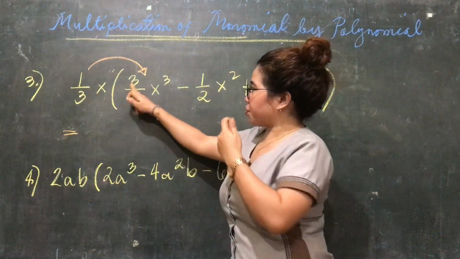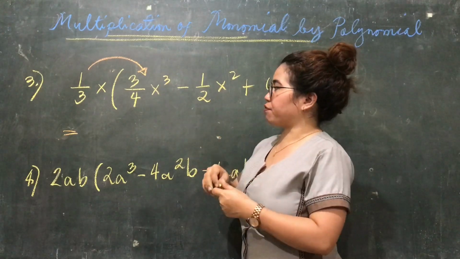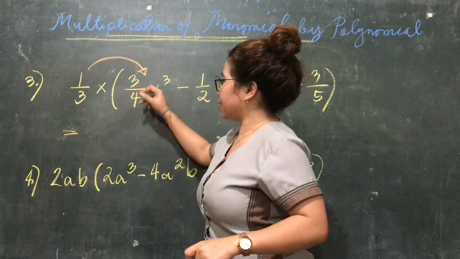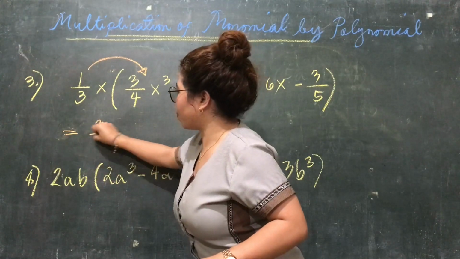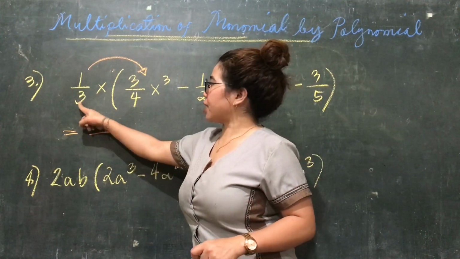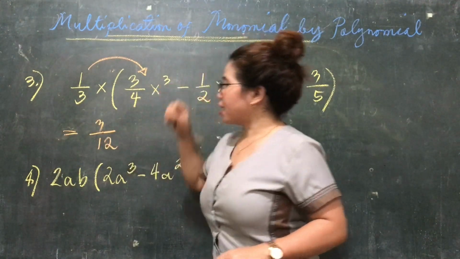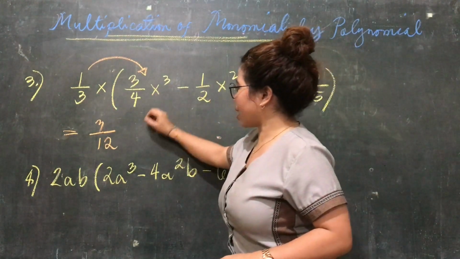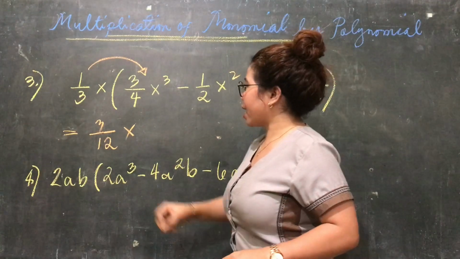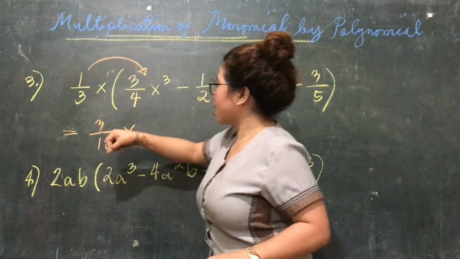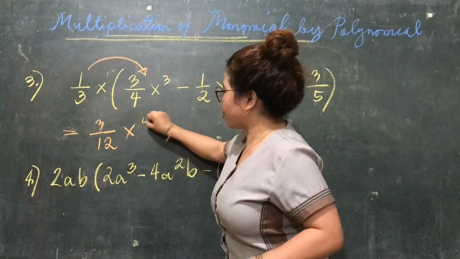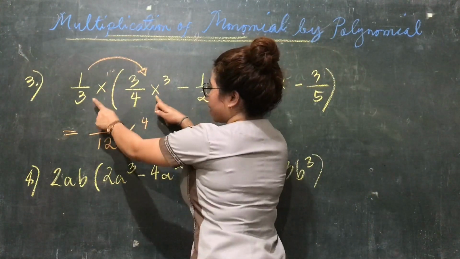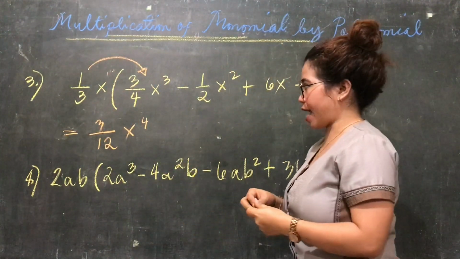1/3 x times 3/4 x to the power of 3. So, taas sa coefficient una ta. 1 times 3, you have 3 over. Sa baba, 3 times 4, you have 12. Then, proceed ta sa variable. X ug x, kopya lang isa. And then, naa siya power nga 1. 1 plus 3, you have 4. Nag-add ta sa mga power kay parehas man ilang variable which is x.